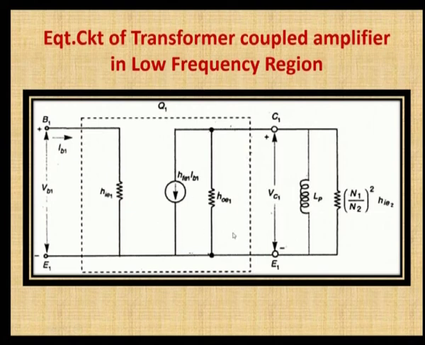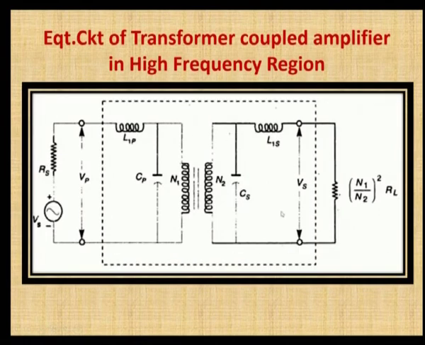This equivalent circuit is for the low frequency range, and next is for the high frequency range. In the high frequency range, the series leakage inductance and the distributed capacitance between the primary and the secondary come into effect, and if you calculate the effective inductance and capacitance, then L is equal to L1P plus L1S into (N1 by N2) the whole square, and C is equal to Cp plus Cs into (N2 by N1) the whole square.